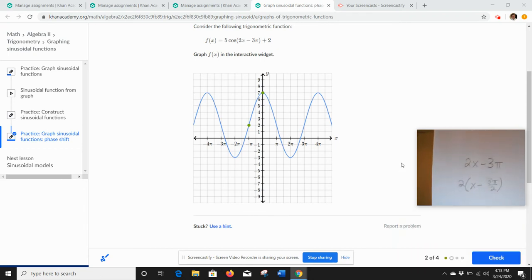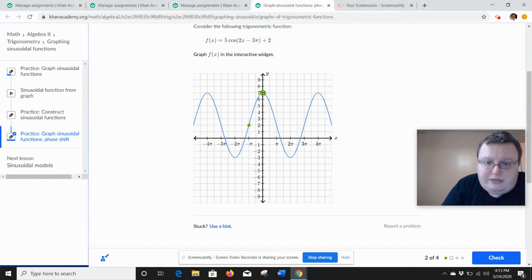All right, so just like we took care of vertical shift first, we need to take care of phase shift before. We did vertical shift before amplitude. We need to do phase shift before period, really. So once I factor that 2 out, now I can see on this that it's a minus 3 pi over 2. That means I'm going to go to the right 3 pi over 2.